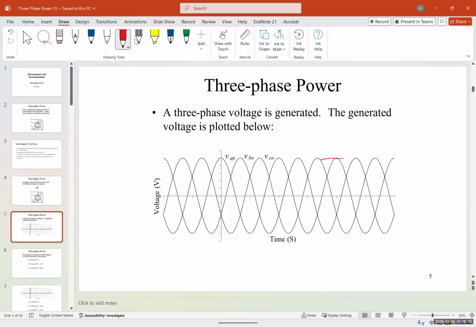So they share the same magnitude. Let me highlight one with red. I'm going to highlight the other one with blue. I'm going to highlight the third one with green.